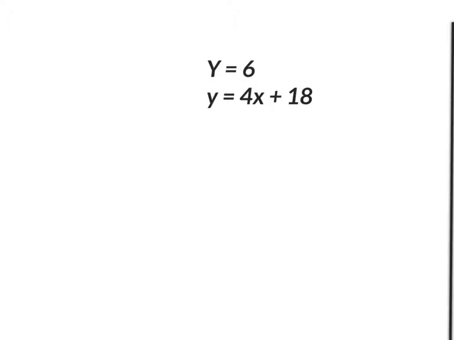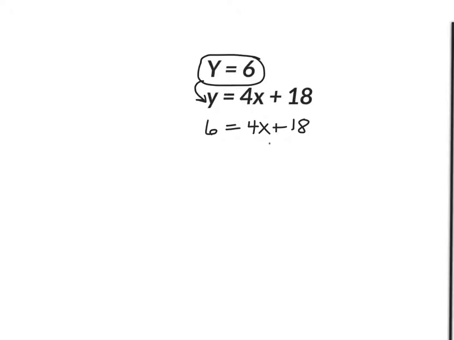So what I'm going to do is take this 6 right here and put it in for y. I'm going to substitute it in. You'll notice it's hard to solve this equation because it's got two variables in it. But if I know y is 6, I can put 6 in for y, and I have 6 equals 4x plus 18. Now I only have one variable, so I can solve for x.